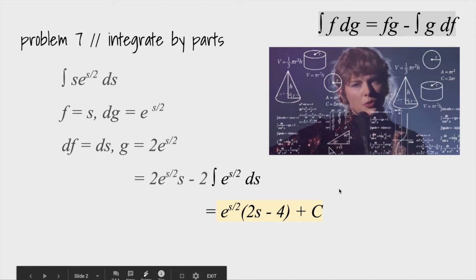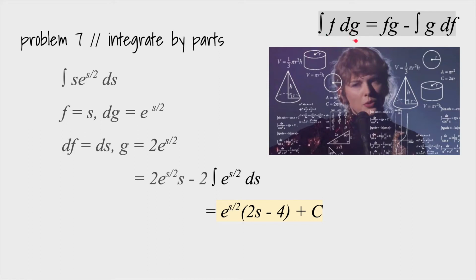So, for the first problem I decided to put in this video was problem number 7, letter 7, excuse me. And this is where we integrated by parts. Over here we have the integral of f times dg equals fg minus the integral of g df.